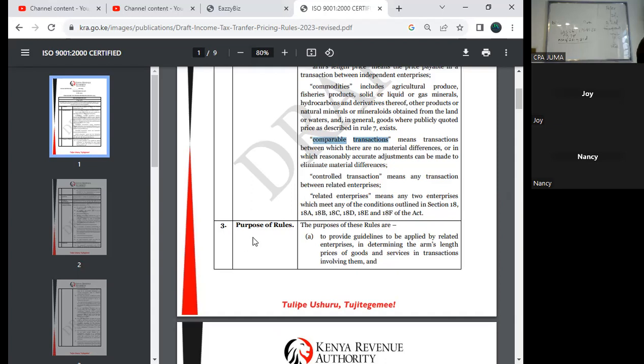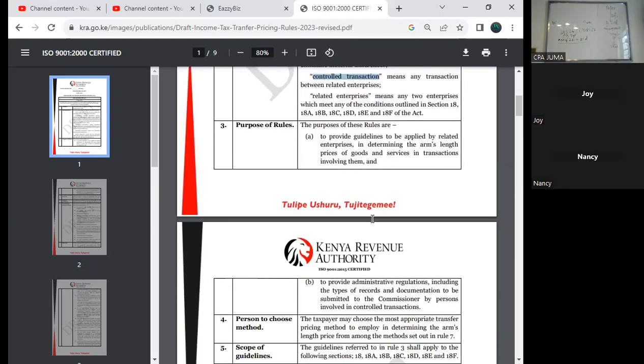After that, write for me this one. This one should be the last one. Controlled price, andika hivyo, controlled price transactions. Controlled price transactions, then you indicate your word, means any transaction between related enterprises.